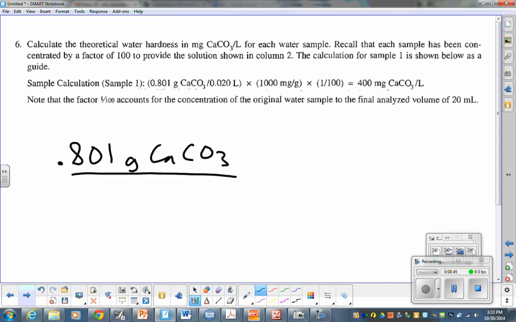in 0.020 liters. What I have to do is convert from grams. See how I have grams here? I need it in milligrams per liter. So what do I do? Well, I use the metric system. What do I know?